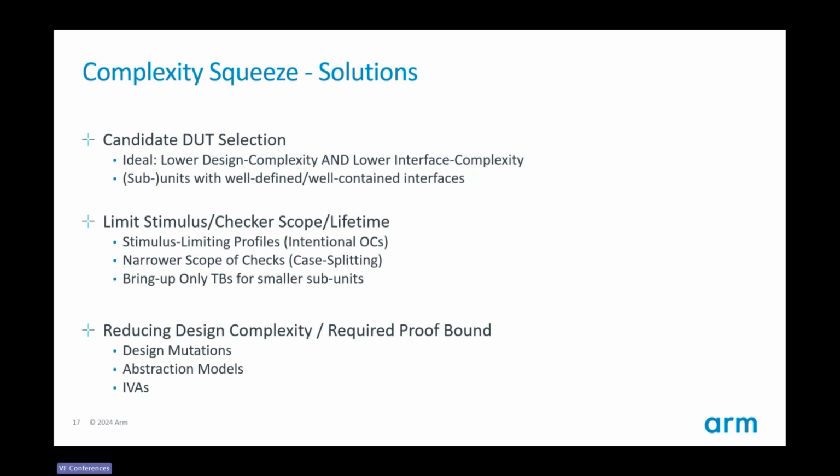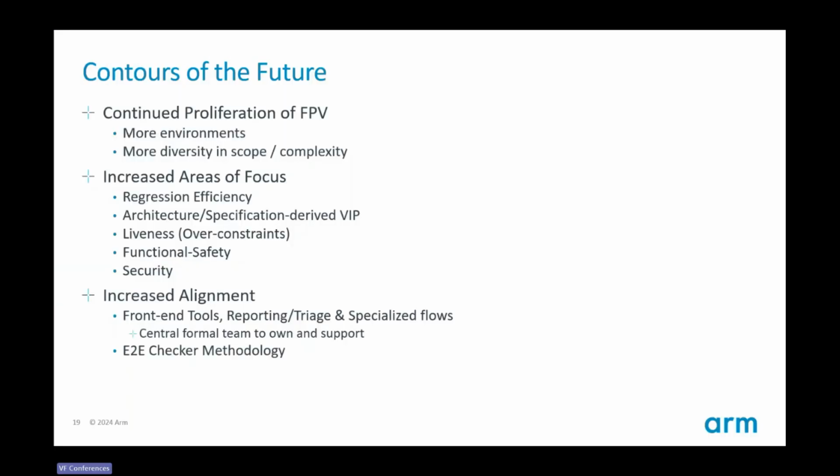We also narrow down the scope of checks in terms of case splitting, and in some cases bring up test benches only for smaller subunits and do not maintain them throughout the project lifecycle. And then there's the third kind, the standard things we do for complexity: design mutations, abstraction models, initial value abstractions. What is the future shaping up to be?